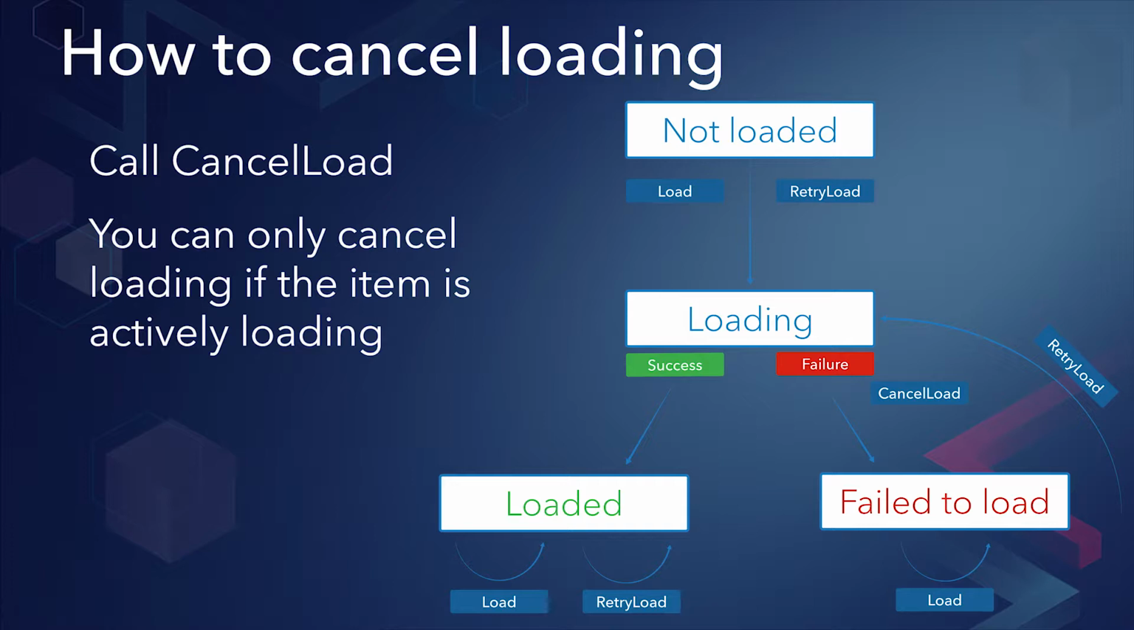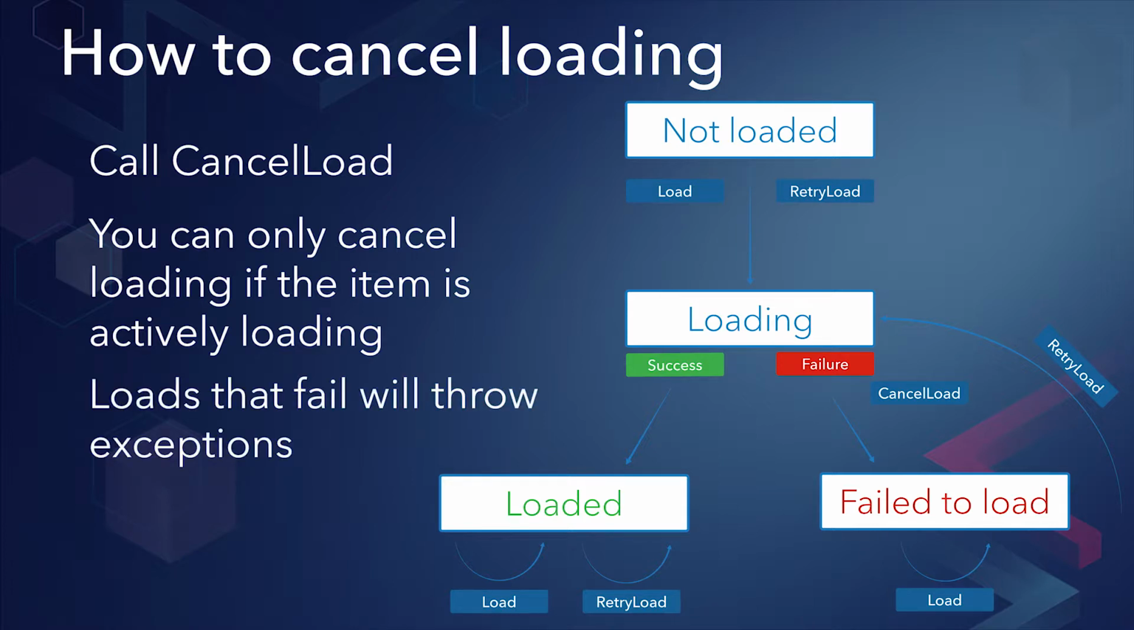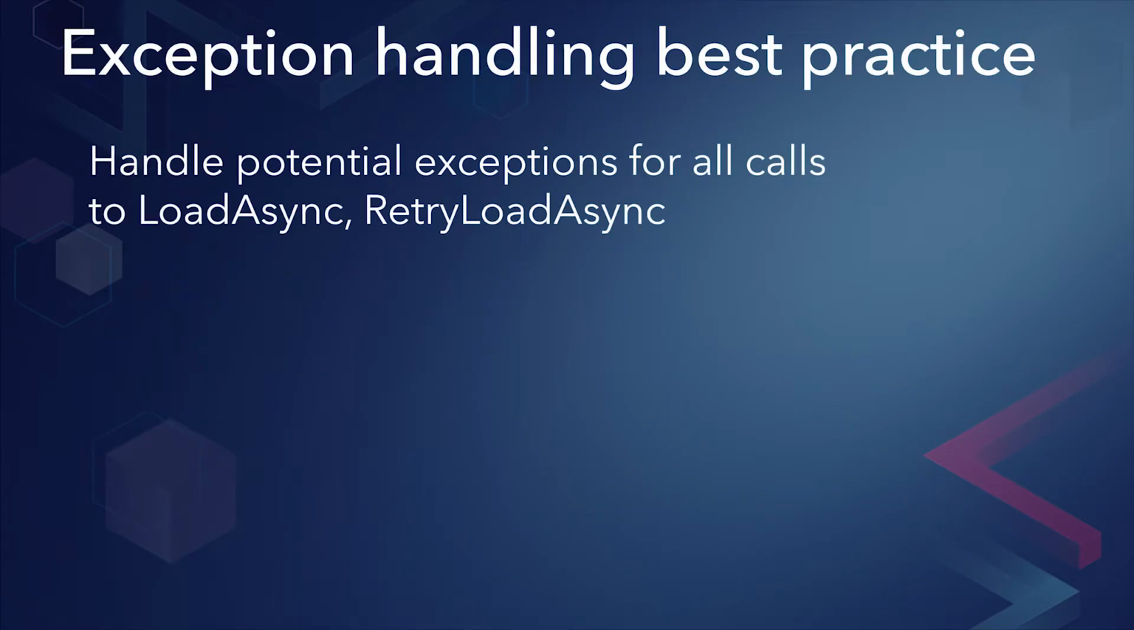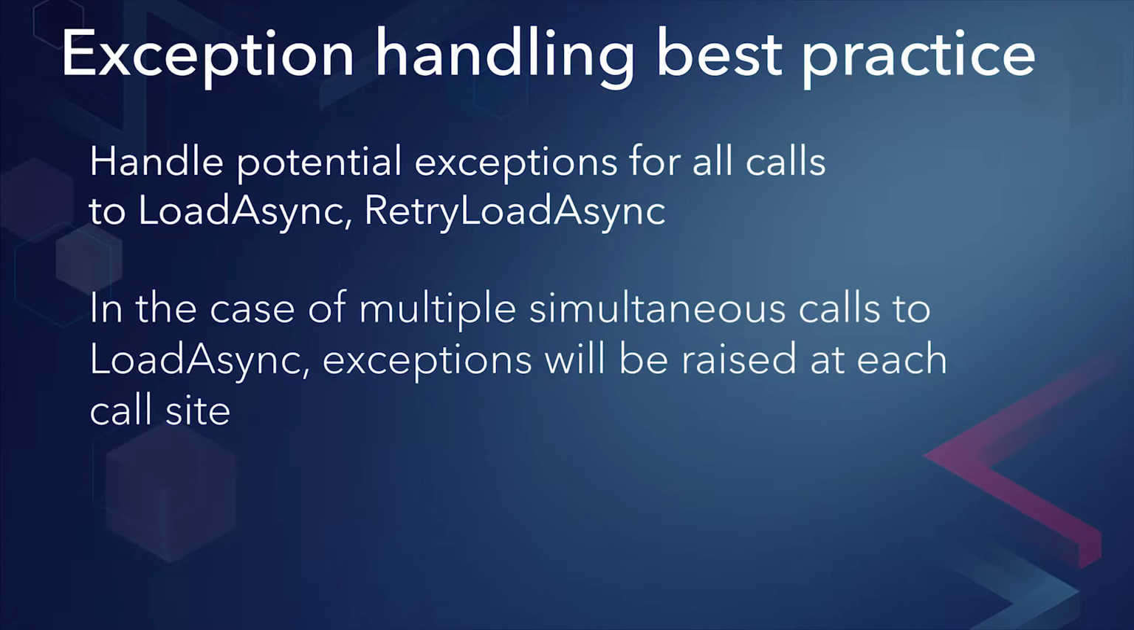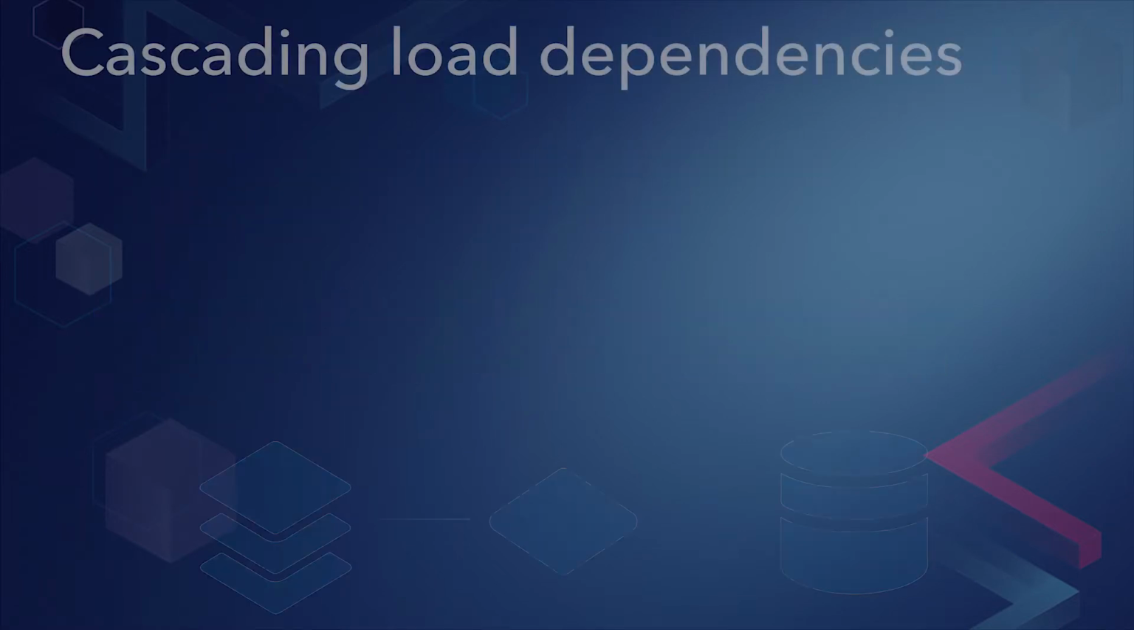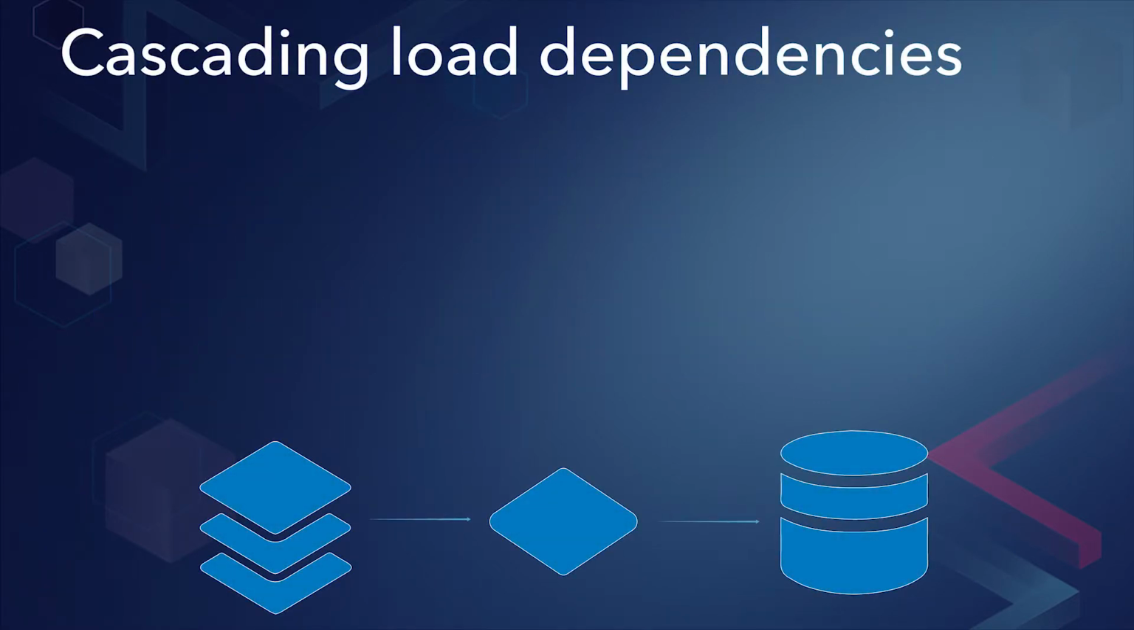One more thing to note. Loads that fail, whether that's due to user cancellation or some other issue, will throw exceptions. You should be careful to catch those exceptions and make sure that your app is in a valid state after they occur. You should catch potential exceptions for all calls to load async and retry load async. If you've called load async on the same object multiple times, for example, for multiple components of your app, exceptions will be raised for each call upon failure. At this point, we've covered all of the load states and how to start, cancel, and retry loads.